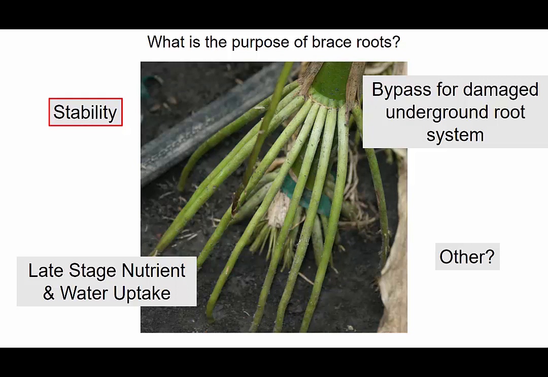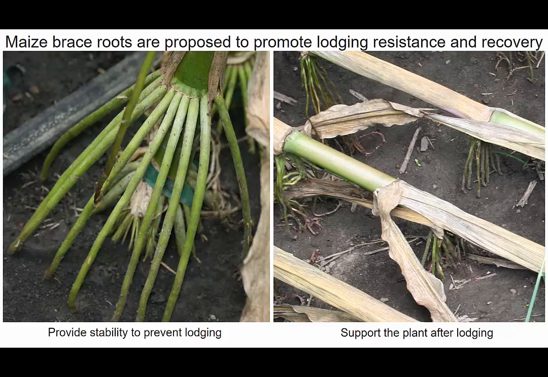So the first one that we tested was stability. And brace roots are proposed to have two different roles. The one that we're testing is this one on the left, which is that they provide stability to prevent lodging. And they actually keep the plant more stable. The second thing they do is after a lodging event, the brace roots grow out the length of the stem and actually keep the stalk off the ground. Some people have said that they think the brace roots will actually push the stalk back upright.